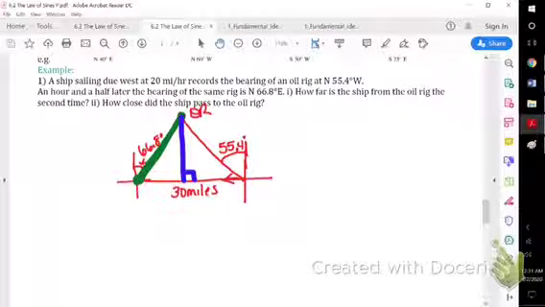Alright, so I'm going to label my triangle like we did before. I'm just going to let this be A and B and C. So doing that, that means I'm looking for side C right here. And this height here, since I called it a height, let's label it H. So let's look at number 1 there. Number 1 says, how far is the ship from the oil rig?